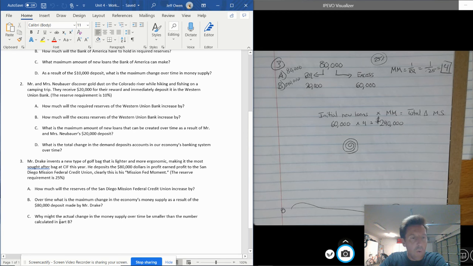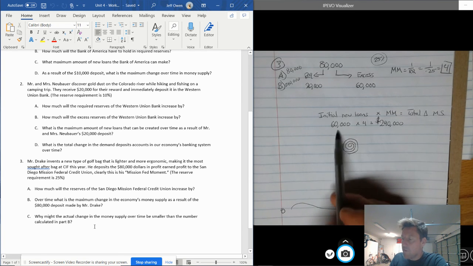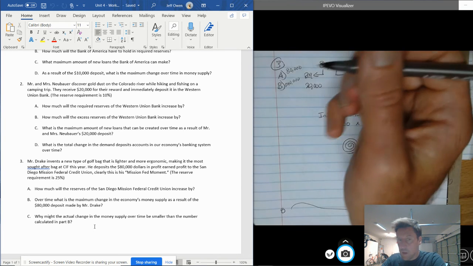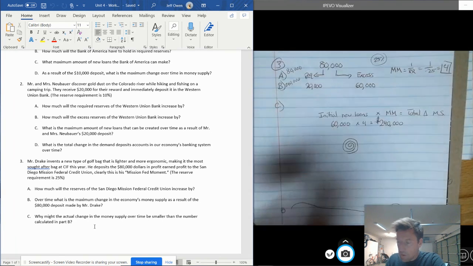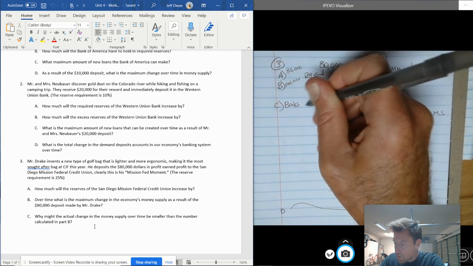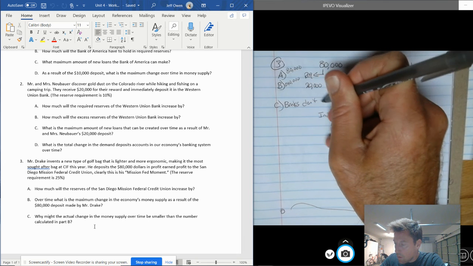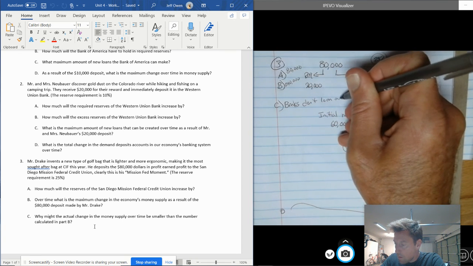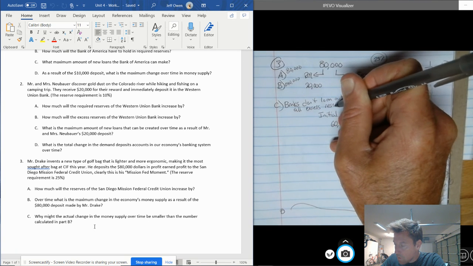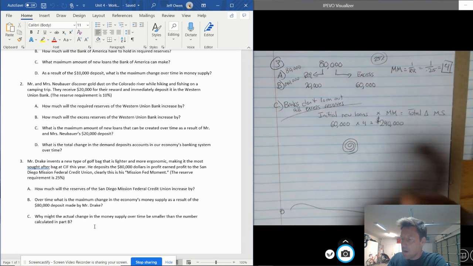And finally, why might the actual change in the money supply over time be smaller than the number calculated in Part B? Stole that right out of an FRQ. So why might the money multiplier not have its full effect? 60,000 should become 240,000 unless a couple things happen. The first one would be banks don't loan out all their excess reserves. Why might they not do that?